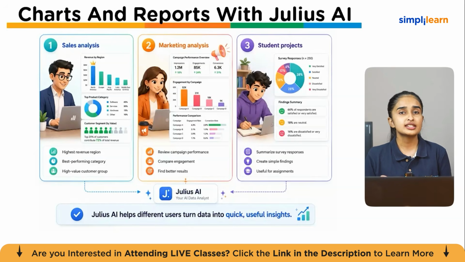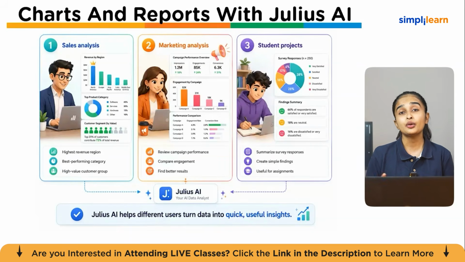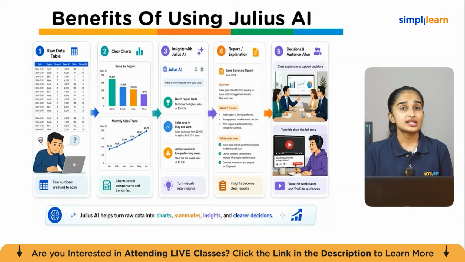So this is one of the reasons why Julius AI is useful. It can help users convert raw data into charts, summaries, and insights that are easier to explain. Users can see how a file can become a chart, how a chart can become an insight, and how an insight can become a report. Now, reports are especially important in workplaces because decisions are not made only by looking at raw numbers. People need clear explanations.